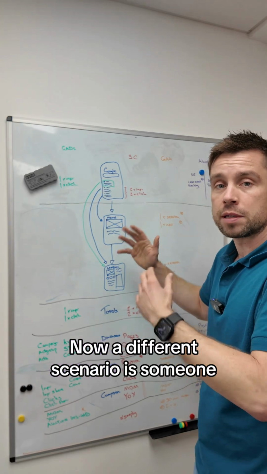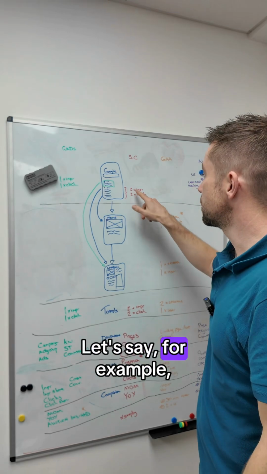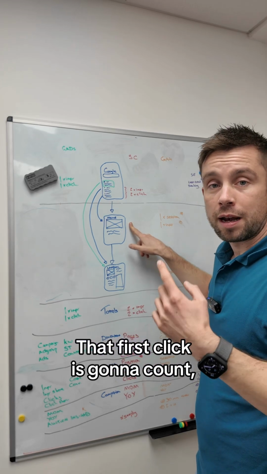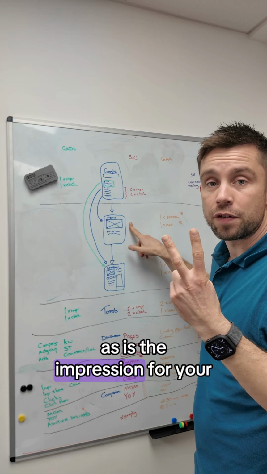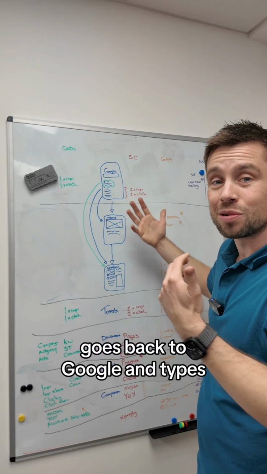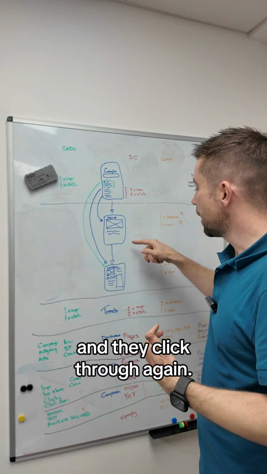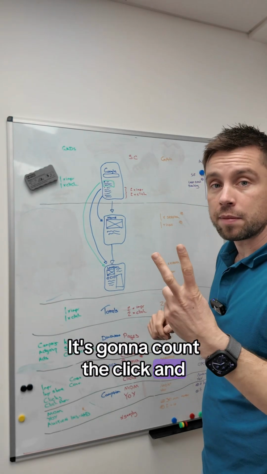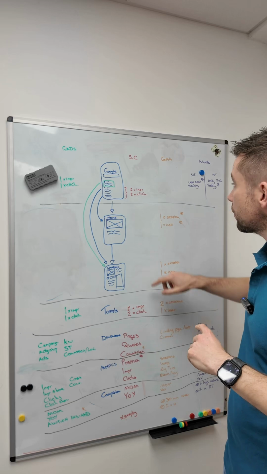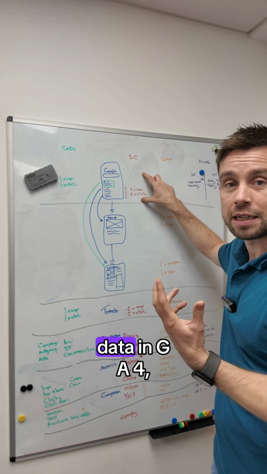Now a different scenario is someone goes to Google, types in a query, and your organic result comes up. Let's say, for example, they click through to your homepage. That first click is going to count, as is the impression for your homepage being shown. Now let's say that user later on goes back to Google and types in something else that serves up your product landing page, and they click through. Again, it's going to count the click and the impression, which is going to give you a total of 2 impressions and 2 clicks.